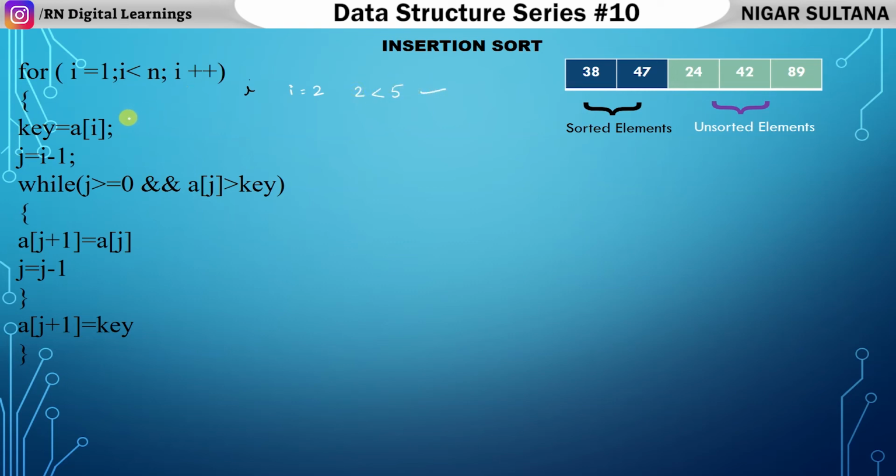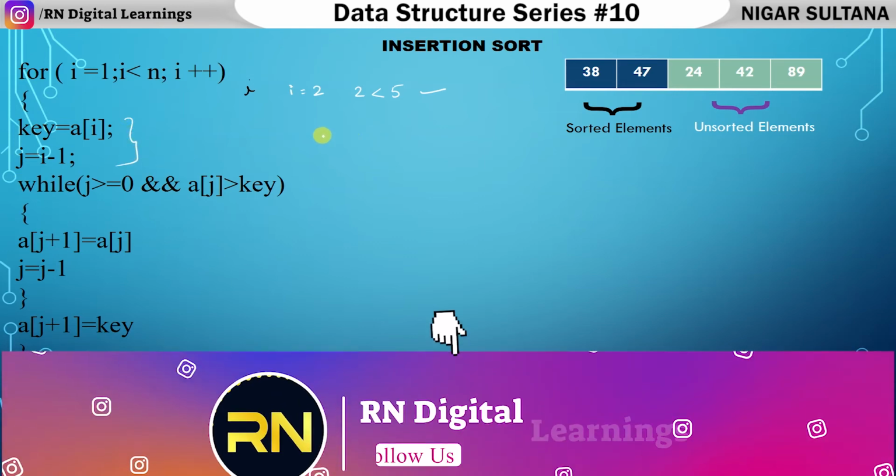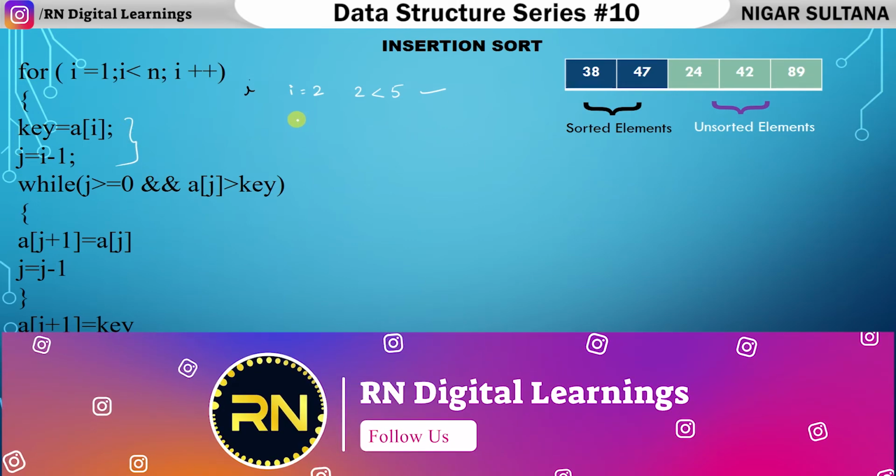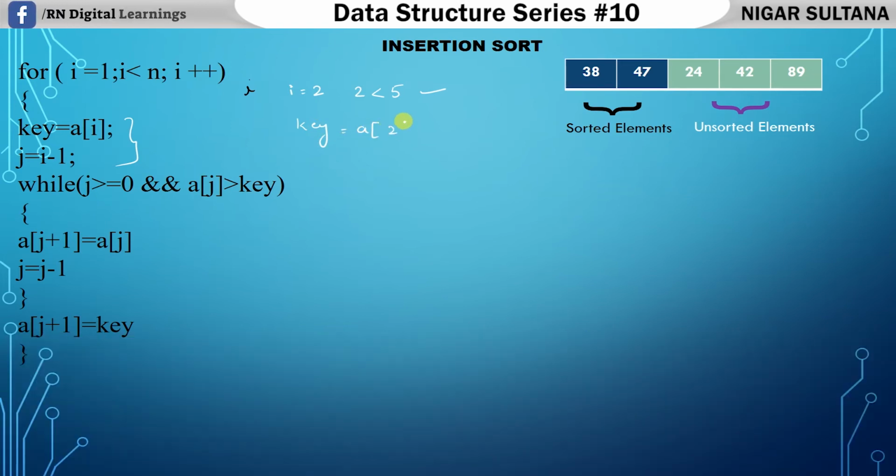When this is true, let's assign the value of key as well as J now. Key will be A of I, I is 2. What is A of 2? A of 2 is 24 now. I have told you, whatever we have the first element in the unsorted, that will be considered as my key. So the value of key is 24 now. J will be I minus 1. I is 2, 2 minus 1 is 1. So now J is this part and I is this part. And this is my key.